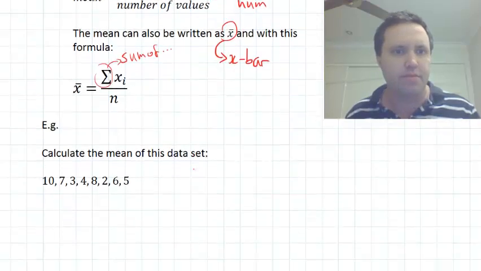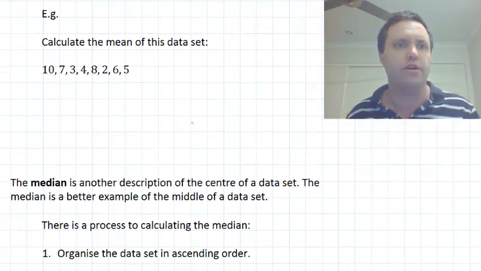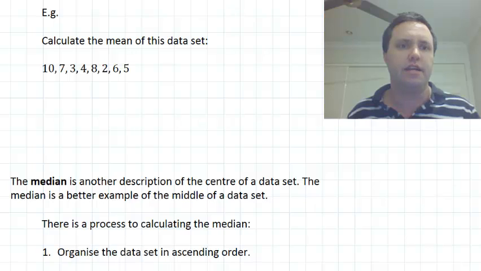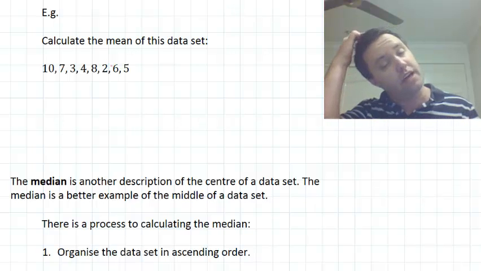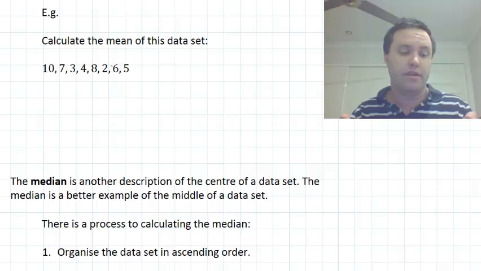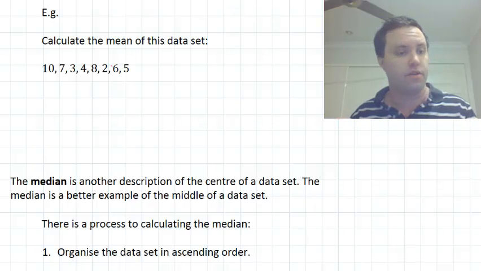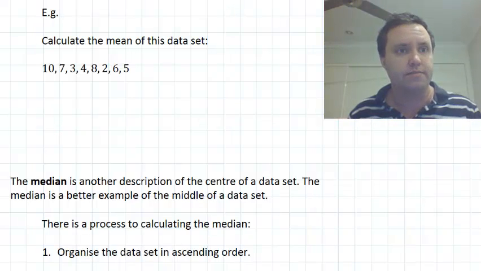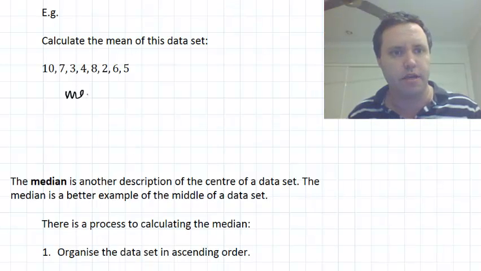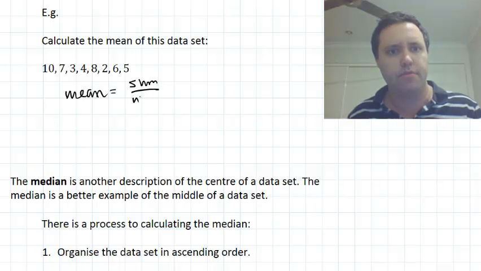So, for example, let's have a look at how we're going to use this. I'm going to calculate the mean of this data set. A data set is just a whole bunch of numbers or values or things collected together that we're going to study and have a look at. So we will write the formula out, which is that the mean is equal to the sum over the number. We're going to sum all of these values together, which means 10 plus 7 plus 3 plus 4 plus 8 plus 2 plus 6 plus 5.